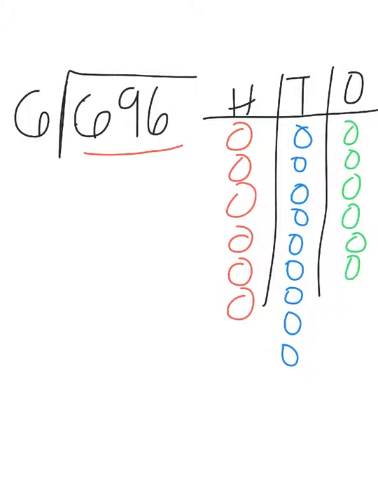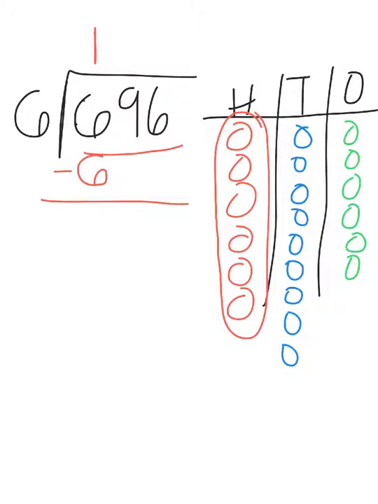So if we look at our hundreds, how many hundreds do we have? We have 6. How many groups of 6 can I make? 1. Let's circle it. 1, 2, 3, 4, 5, 6. So that's one group of 6. Out of my 600s, I've made one group of 6. So, 6 times 1 is how many? 6. So do I have any hundreds left over? No. So I can write 0.